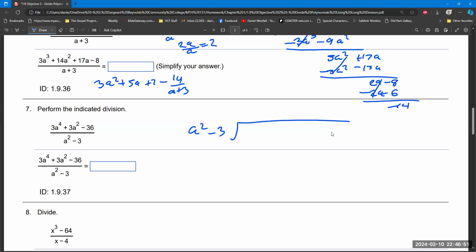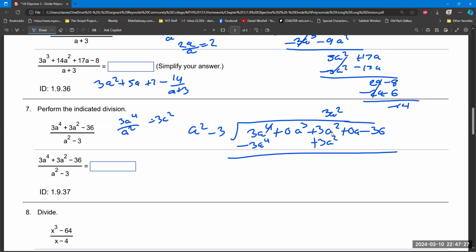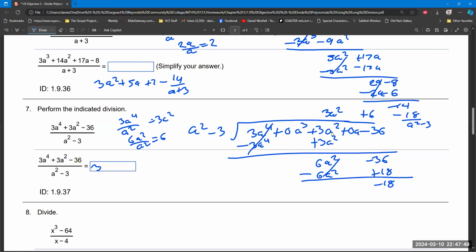a squared minus 3 into 3a to the fourth. Again, I'm going to put my zeros in here as placeholders for the missing terms. I may or may not need them, but better to have them and not need them than to not have them and need them. So 3a to the fourth over a squared is going to be 3a squared. 3a to the fourth minus 3a squared. Change my signs and add. That's going to be 6a squared minus 36. a squared over a squared is 6. 6a squared minus 18. Change my signs and add. It's a negative 18. 3a squared plus 6 minus 18 over a squared minus 3.